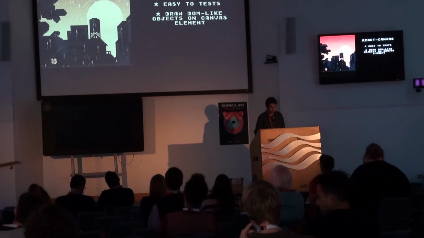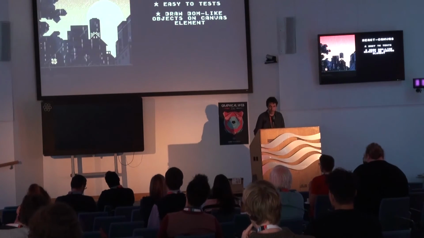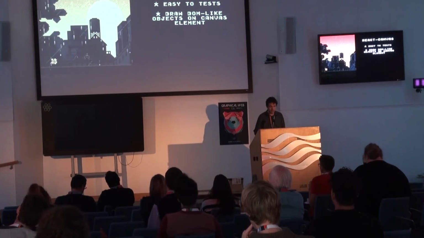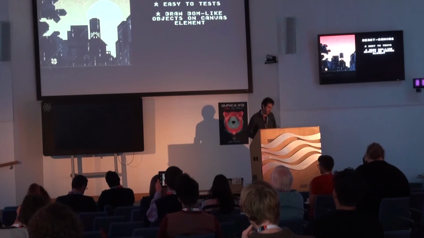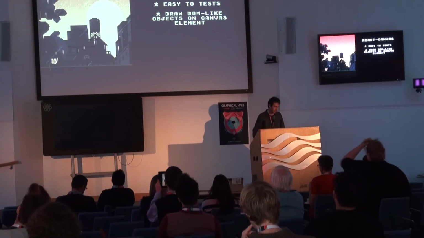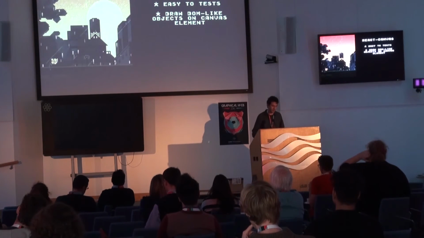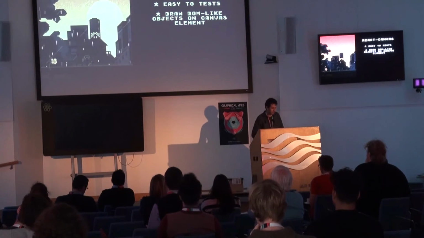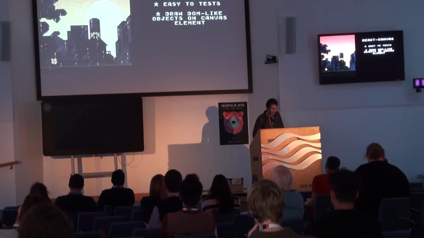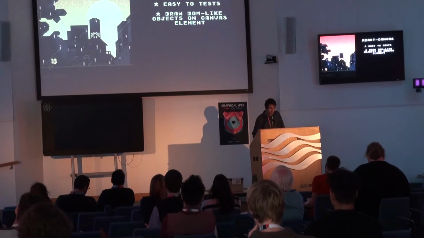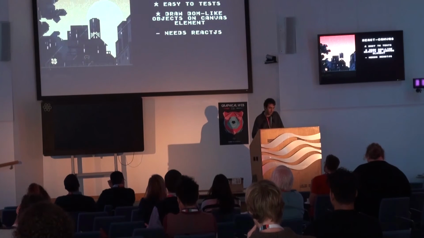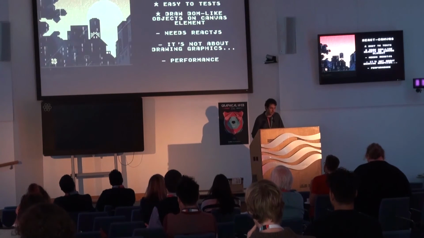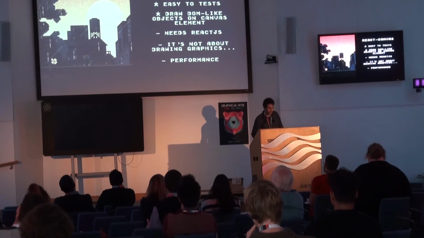but where are the good points about that? Easy to test, you can get an immutable canvas. There is a fake argument, but at the same time it is true. I don't know exactly what the argument is about that. You can draw objects on canvas elements, but you have problems. You need React.js. It's not about drawing drafts.